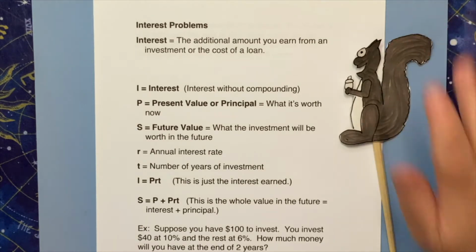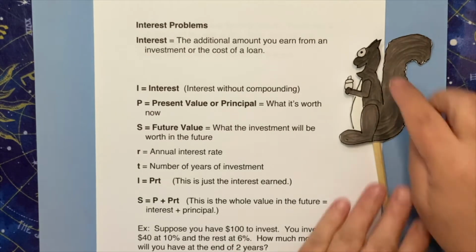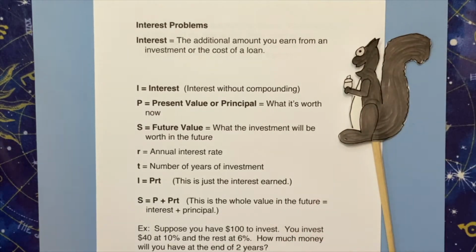And I've invited Squirrel to come join us because he made a bunch of money selling pumpkins. And so he's interested in maybe investing in some simple interest. So interest at its simplest is the additional amount you earn from an investment, or it could be the cost of a loan. So every loan has two parts.